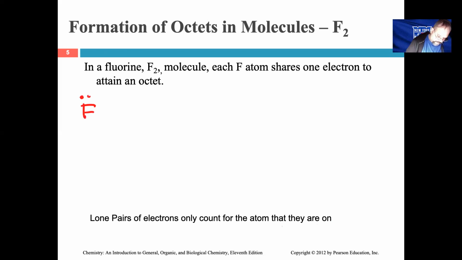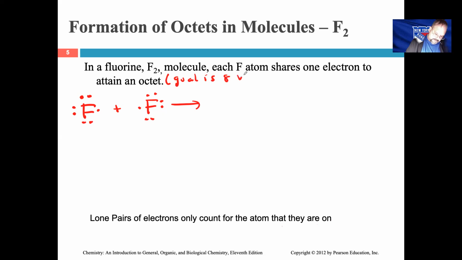So fluorine, based on the periodic table, is in group 7A. And we know that if you're in group 7A or 17, how many valence electrons do you have? You have 7 valence electrons total. So there's our two fluorine atoms with 7 valence electrons. So again, the goal for each fluorine is to get to 8.